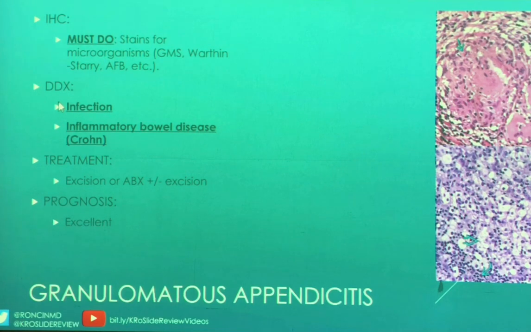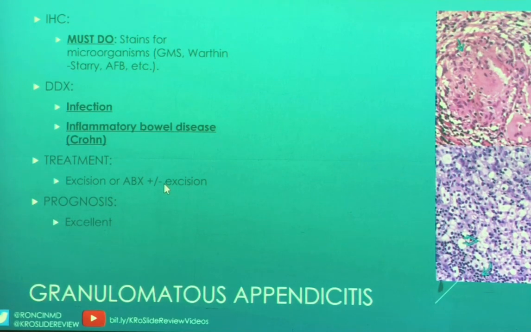Your differential obviously comes down to, is it an infection, or is this actually inflammatory bowel disease, in particular Crohn's, that is involving the appendix? Now remember, you can have ulcerative colitis involving the appendix as well, but we like to refer to Crohn's as having the granulomas, even though in the end they both can have granulomas. So treatment, excision, or antibiotics and excision, but guess what? A lot of these occur with appendectomies, so they've already taken the appendix out, so then it's determining what the actual cause is so that they can ensure that they don't need to do additional treatment.